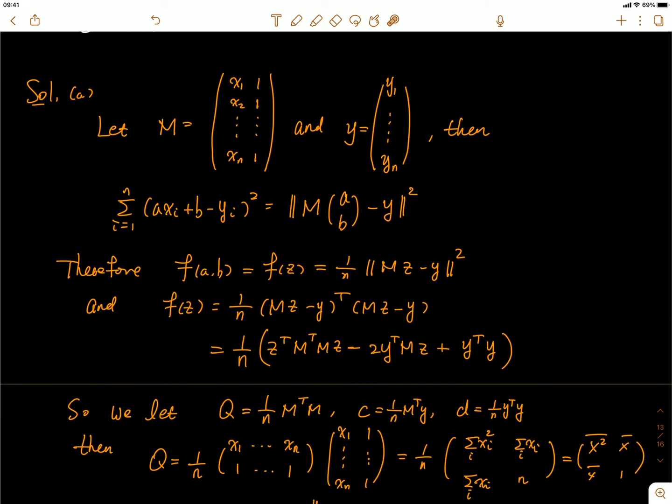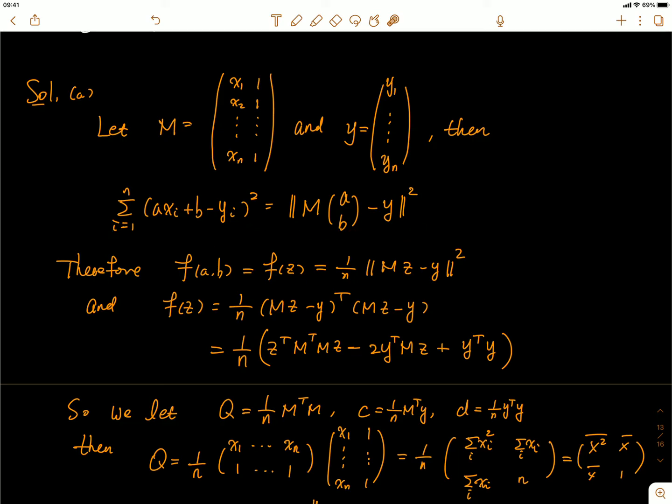Let me give you a new notation M. M is this matrix right here. Remember that x1, x2, up to xn, it will be a really tall and thin matrix because it only has two columns but has n rows. The n is the number of points we have, could be thousands. And y is just the vector y1 through yn, so y has the same height as M. So now we can rewrite this thing into this neat form.